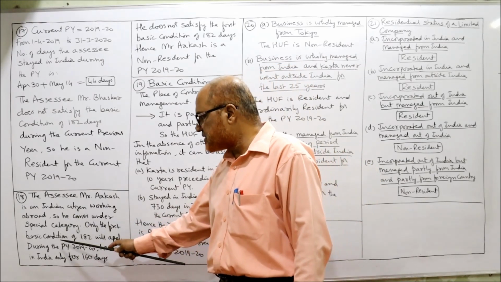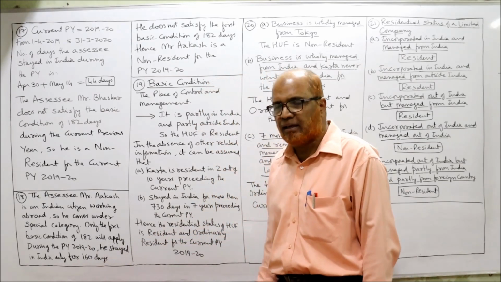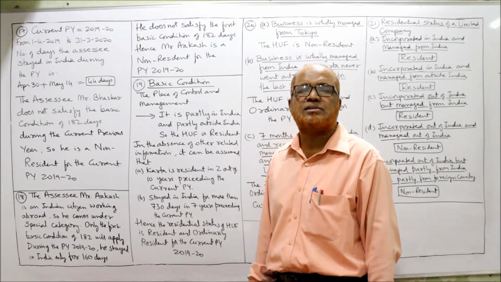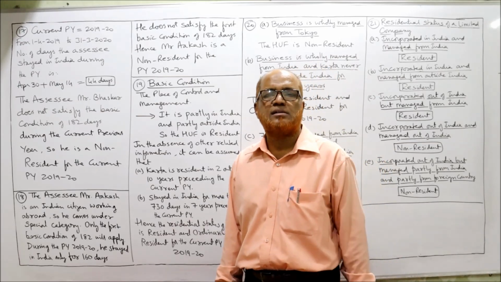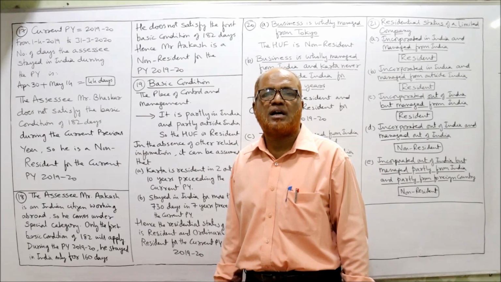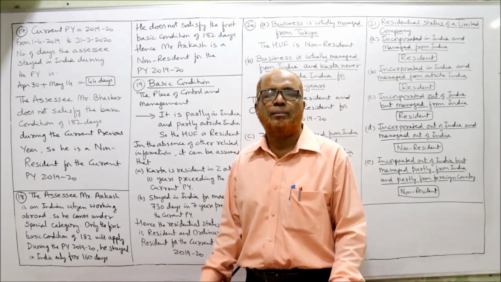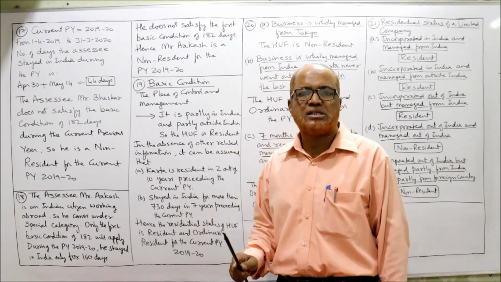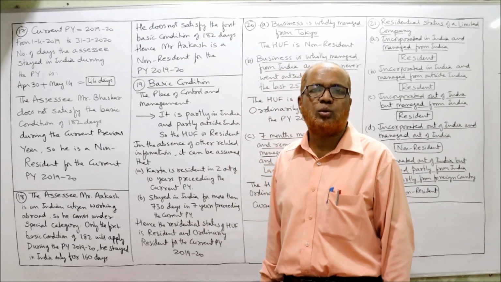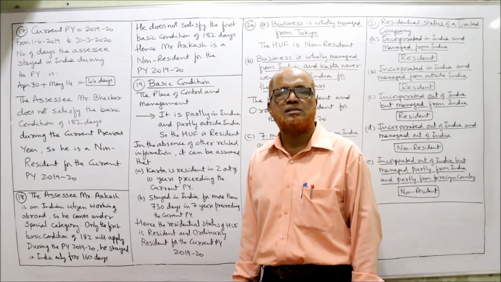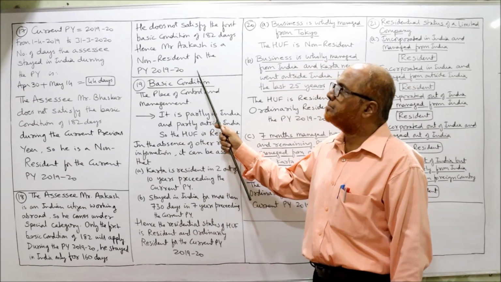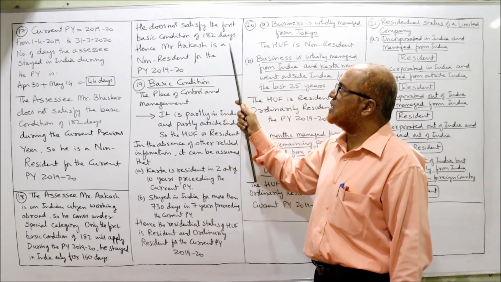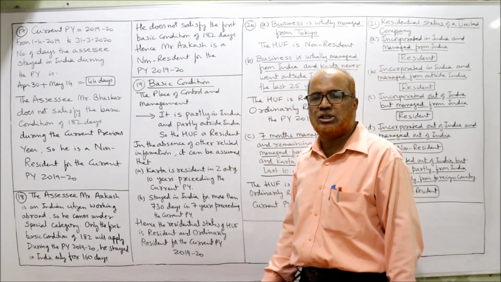So only the first basic condition of 182 days will apply. During the previous year 2019-20, he stayed in India only for 160 days, less than 182 days. He is not satisfying the basic condition, so naturally he will be a non-resident. Mr. Akash will be a non-resident during the previous year 2019-20 or the assessment year 2021. He does not satisfy the first basic condition of 182 days, hence Mr. Akash is a non-resident for 2019-20.